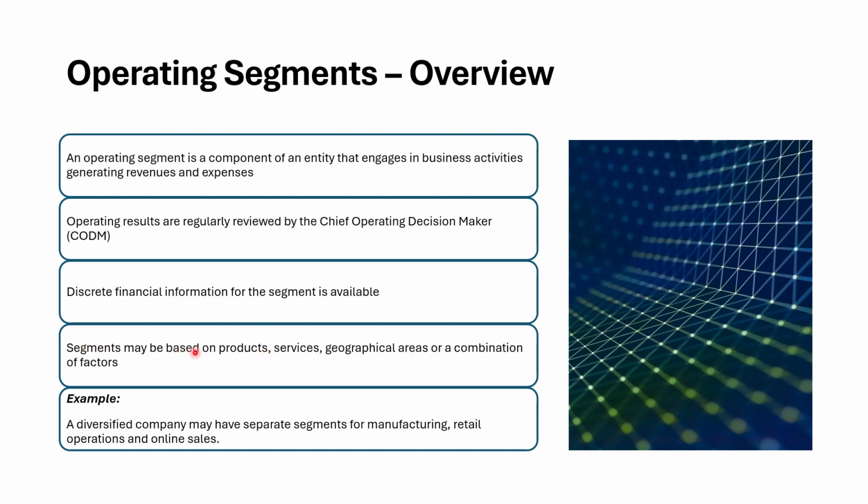And segments can be differentiated on the basis of either their products, services, geographical areas, or a combination of all these factors. Now let's look at a simple example. Assume a company operates in three areas: manufacturing, retail stores, and online sales. Management receives separate monthly reports showing revenue and profit for each of these three areas and uses those reports to make decisions. So in this case, manufacturing, retail, and online sales would each qualify as operating segments because they meet all the conditions listed on the slide.